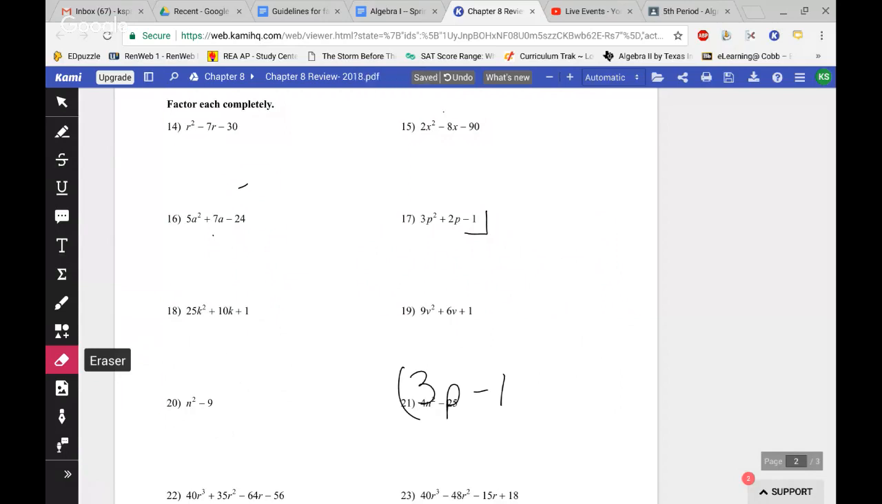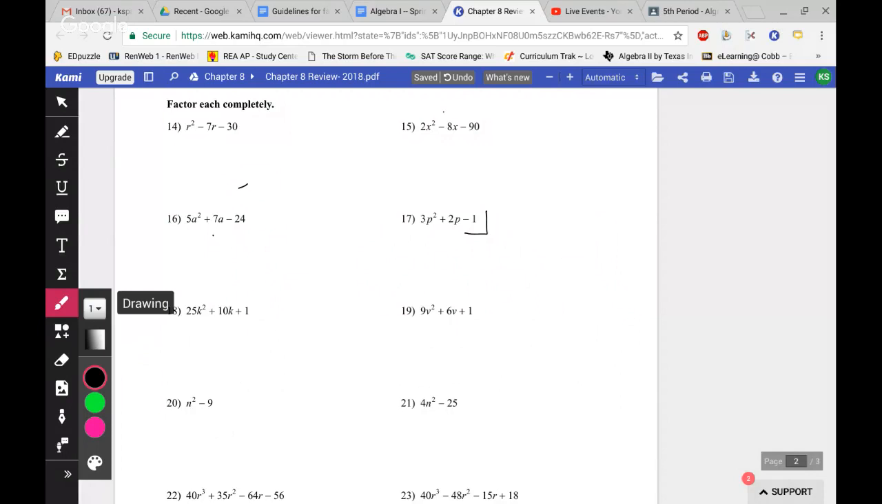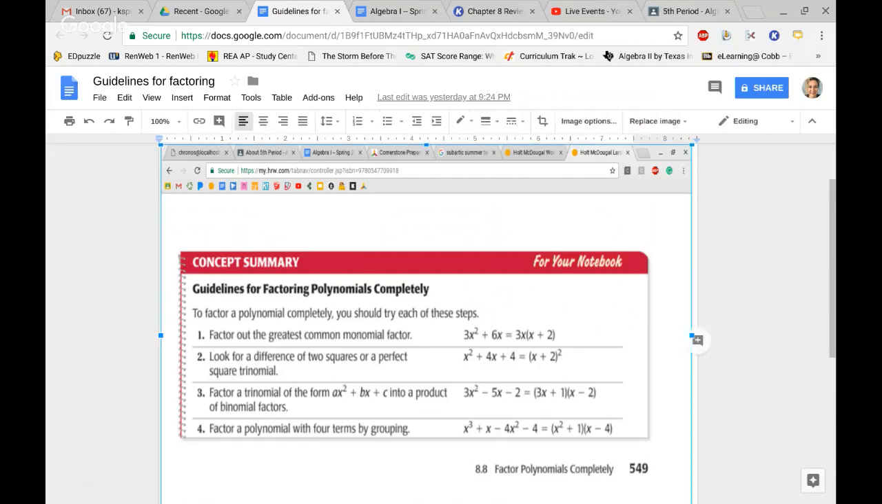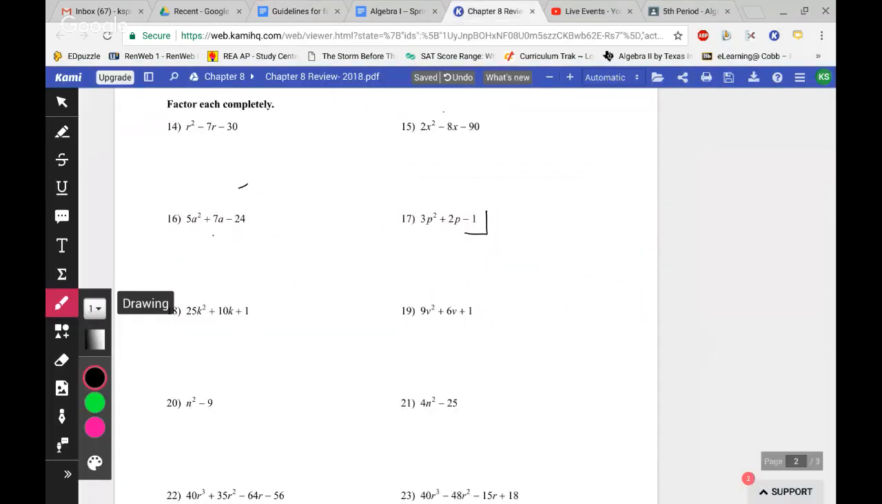Whenever I look at a problem, the first thing I do is look to see if that first term is a perfect square. That's this number 2 thing. Look for a difference of 2 squares or a perfect square trinomial. So the first thing you do is look at that first term. Is 25k squared a perfect square? Yes. It sure is. Is 1 a perfect square? Yes. It sure is.